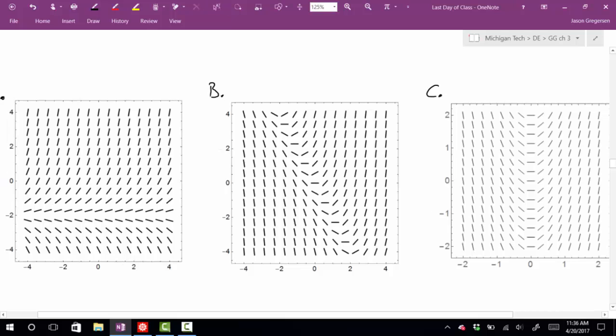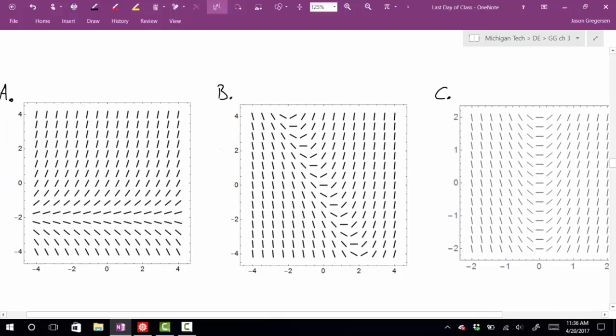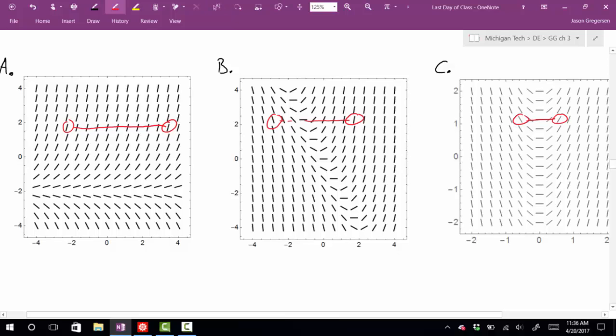Which one is autonomous? A is autonomous. Why? Because the slope here is one thing, but if I just change the independent variable, over here I get a different slope. Same thing here. Negative slope, positive slope. But I only change the independent variable. Here, no matter where I travel horizontally, same slope. That's autonomous. The equilibrium solution is what?